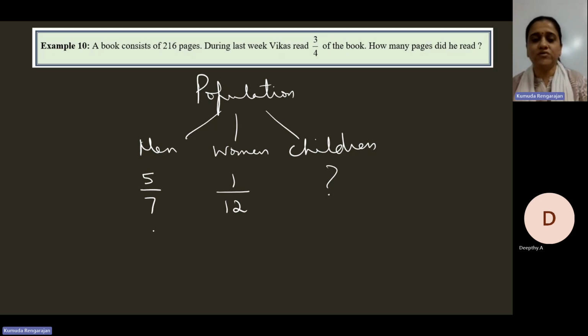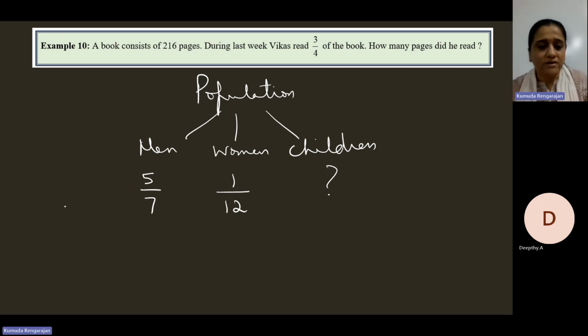First, you must find the fraction of men and women. Have that answer. Then 1 minus that answer will give you the fraction of children. You need to first find the total of men and women, so 5 by 7 plus 1 by 12. Then 1 minus that fraction will give you the fraction of children.